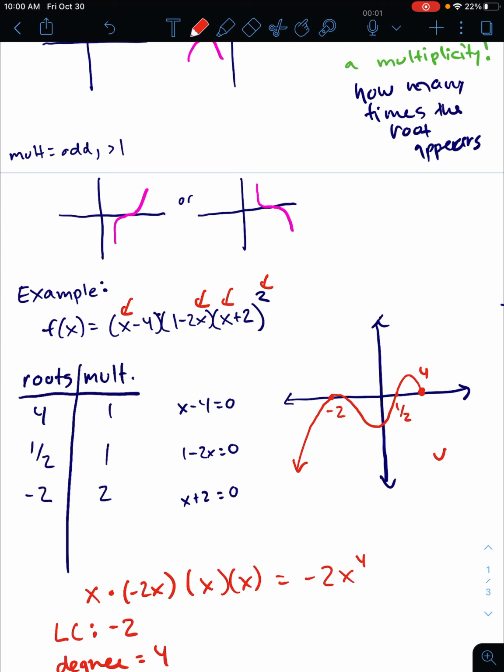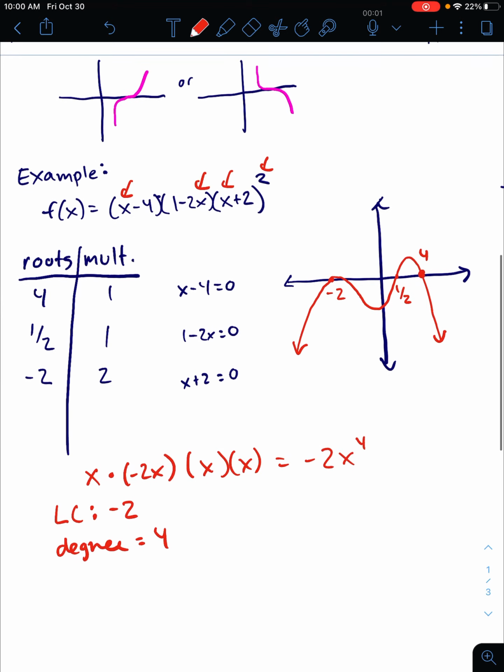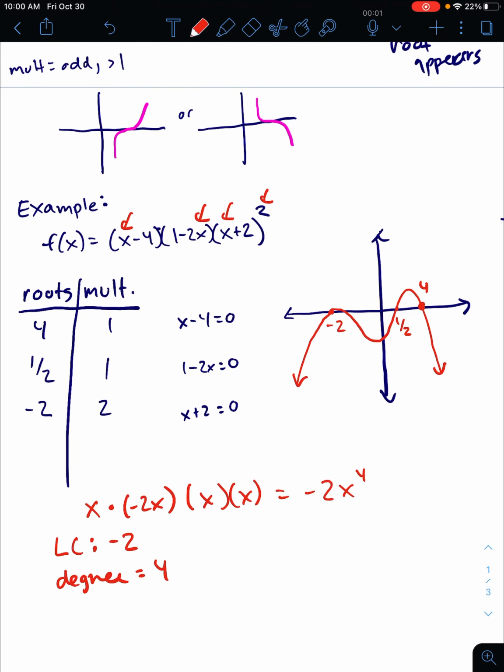And again at 4 my multiplicity is 1, so I'm just going straight on through. And then you are done. You have graphed your polynomial. Make sure to label your x-axis on these.